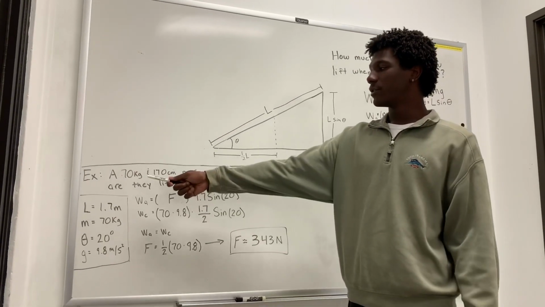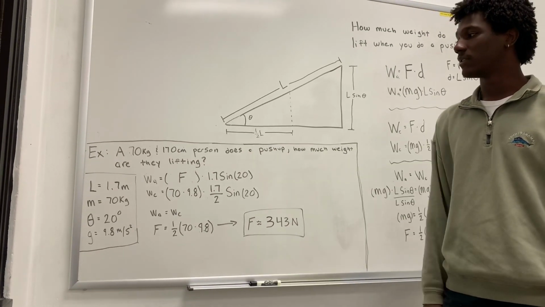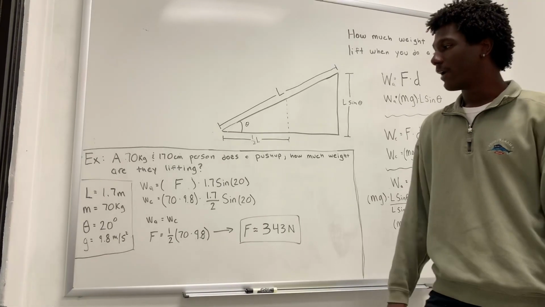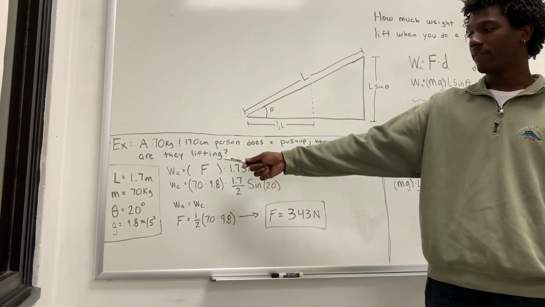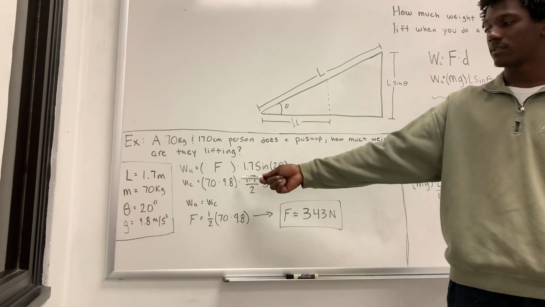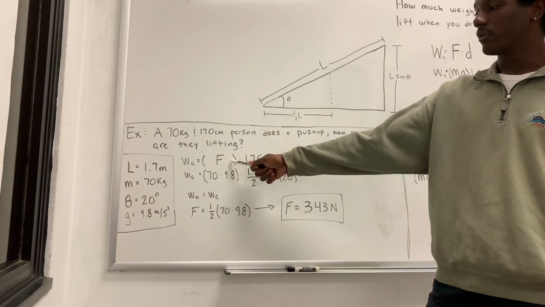Okay, so for example, we use a 70 kilogram person that's 170 centimeters long, and we use the WA, the work of the arms, and the work of the center of mass, and we set them equal to each other.